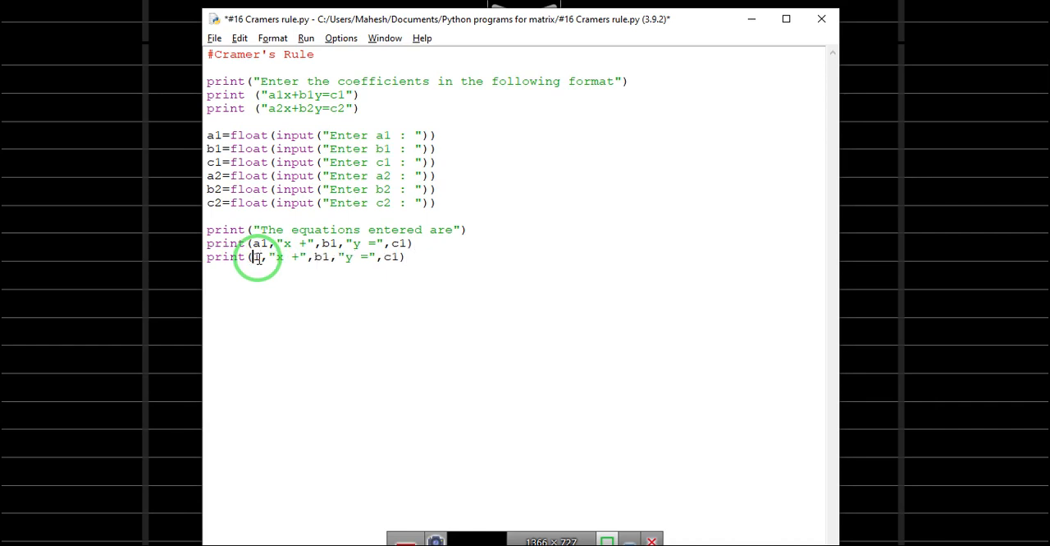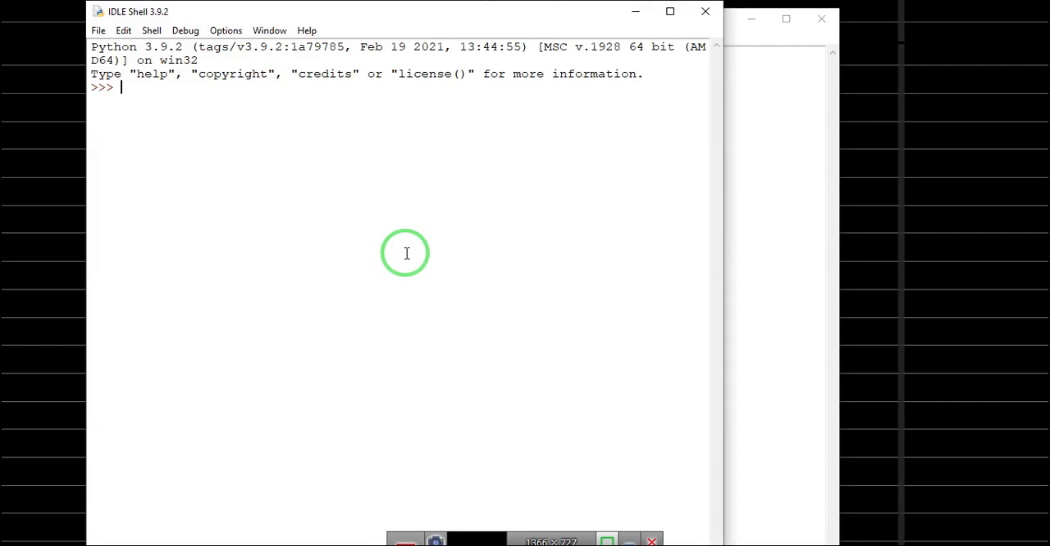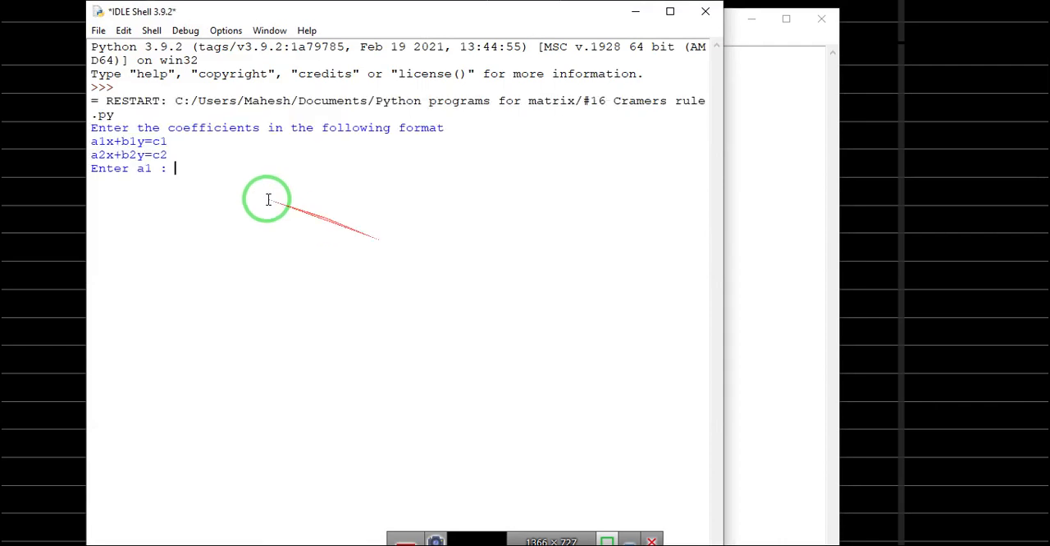This is a2, this is a2, and we will make this c2. Let us compile, print, enter the coefficients in the following format, that is a1x plus b1y is equals to c1.